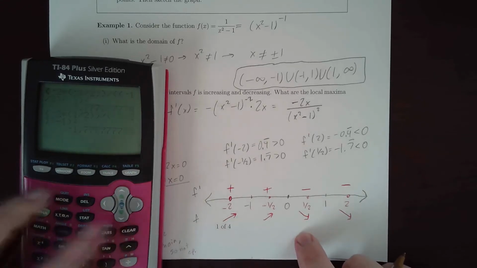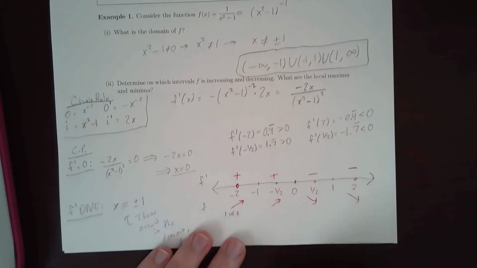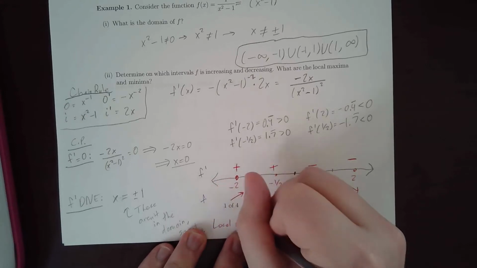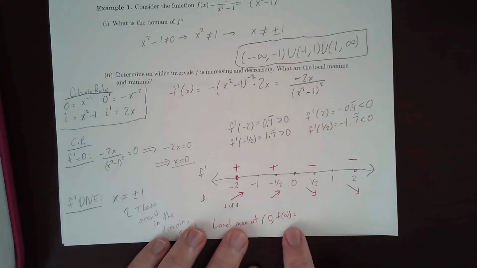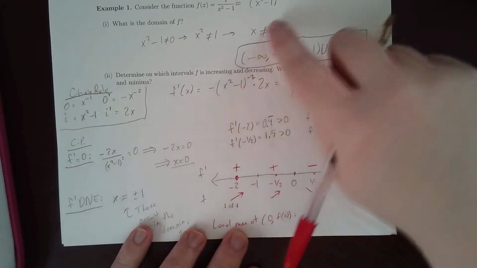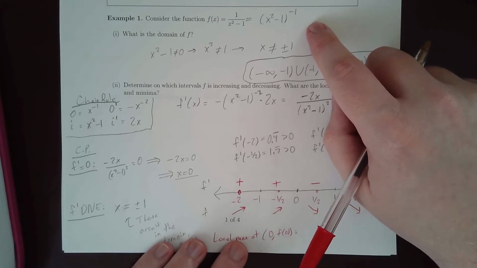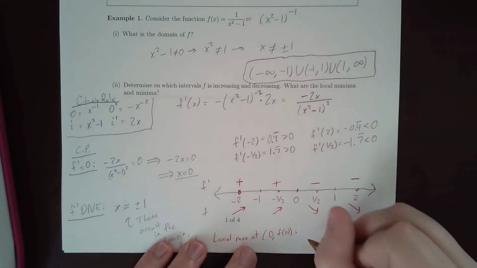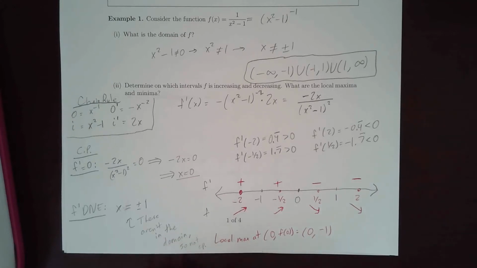So this is going to be a local max because we're going up and then down. So local max at the point 0, f of 0. And if we want to know what f of 0 is, all we have to do is plug 0 into our original function. So that would be 1 over 0 minus 1, which will be negative 1. So we get the point 0, negative 1 as a local max.